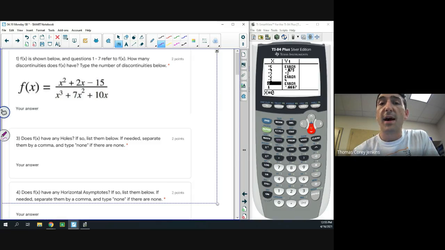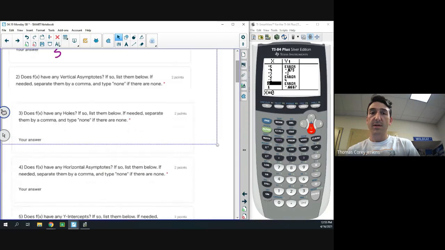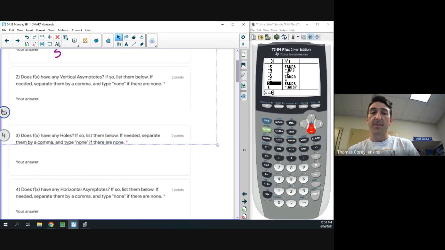So it has 3 total discontinuities, and again, that was anywhere we got an error as an output. Those are 3 values for x that don't work. Okay, and I don't see number 2. There it is. I just put that up too far.